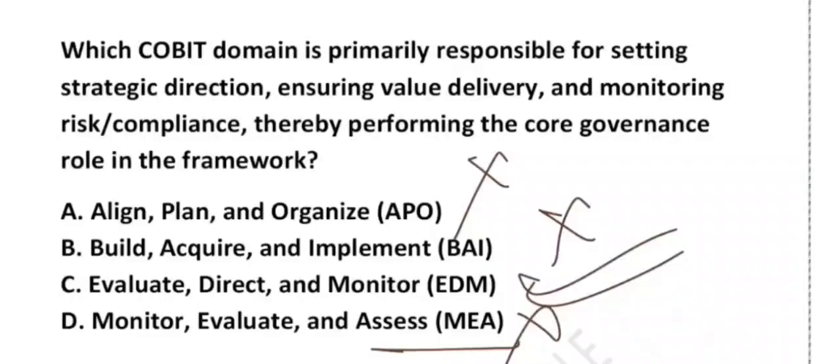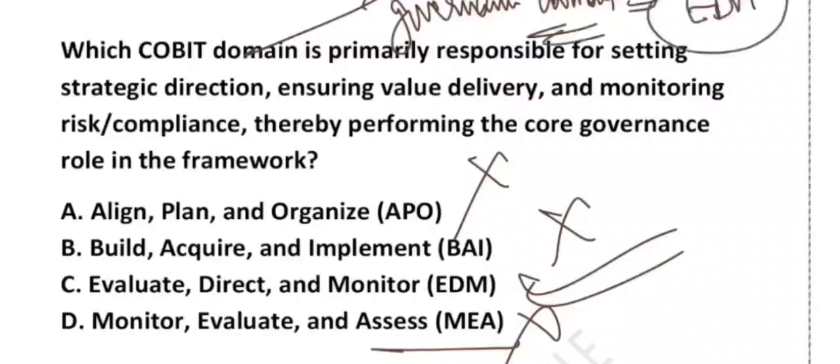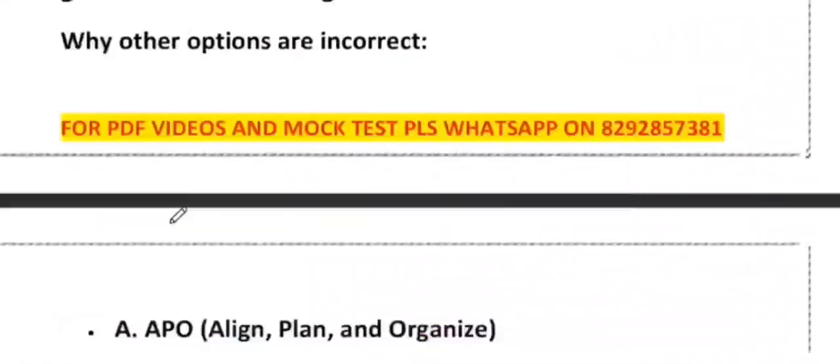So what we learned from this discussion is that EDM is the only governance domain in COBIT. Just remember it. It sets the strategy, it ensures value delivery, it monitors risk and compliance. APO, BAI, DSS, MEA, they are management, not governance. And COBIT always separates governance from management. I already told you, two things are there: one thing is governance, the other thing is management. COBIT always maintains the separation between these two elements. All these tasks are performed by EDM. Now have a look at the next question.